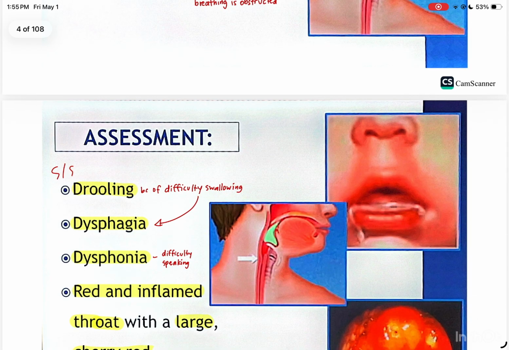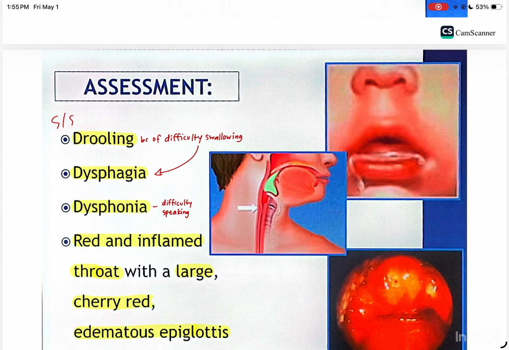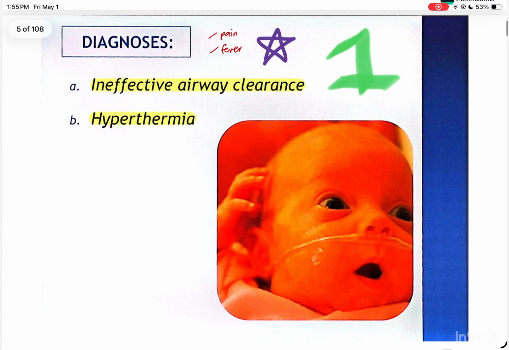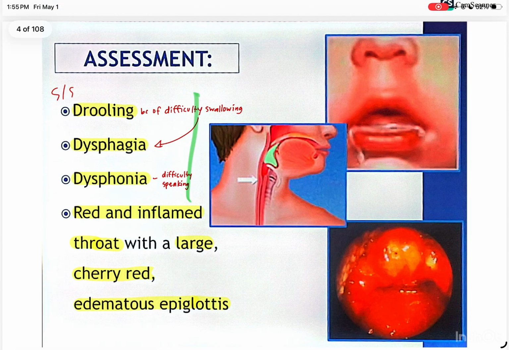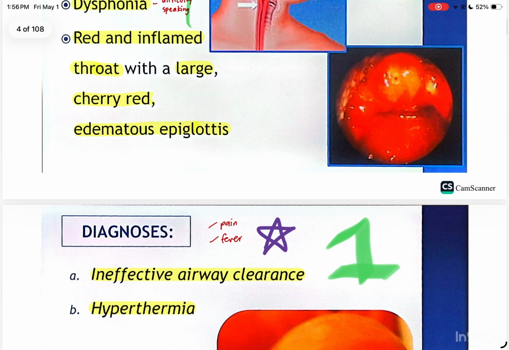So it is caused by H. influenza. Epiglottitis enlarges, causing obstruction. Those are the reasons why we have epiglottitis. So how do we assess if someone has this? Drooling, dysphagia or difficulty swallowing, dysphonia or difficulty speaking, redness, and an inflamed throat with a large cherry red epiglottis.